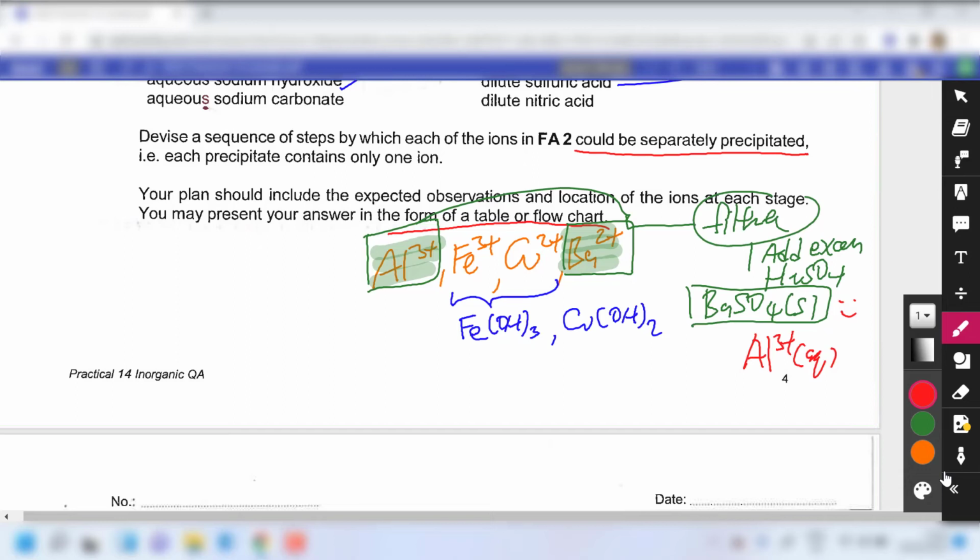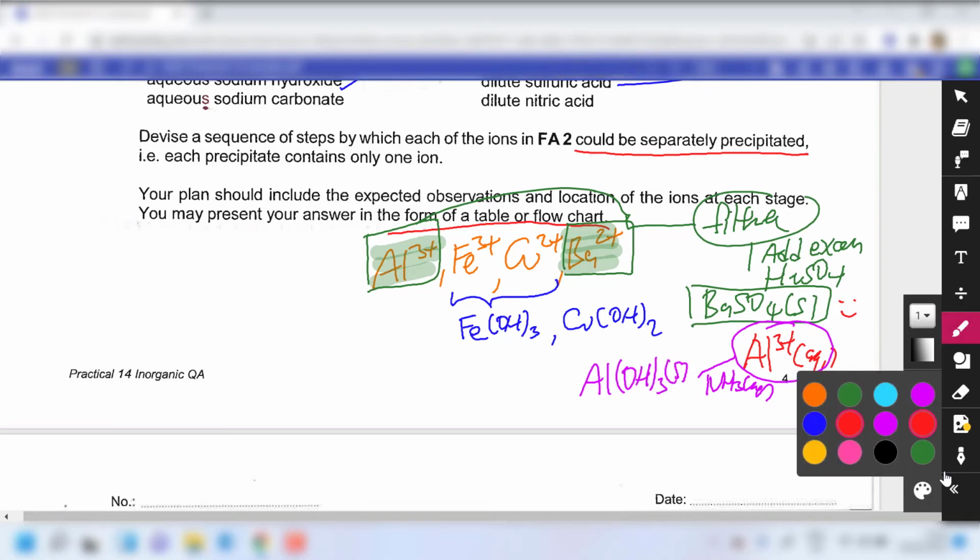Then with that, the Al3+ can be precipitated out as aluminium hydroxide using aqueous ammonia. So from here, I'm going to add aqueous ammonia, and then Al3+ will be precipitated out as white aluminium hydroxide. So this will be precipitated out, and that's it. So we separate two from here. And then what about the residue?